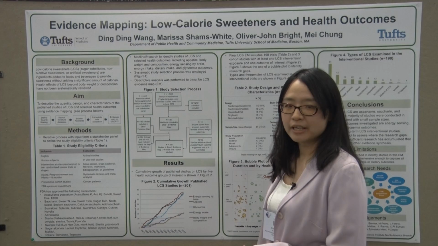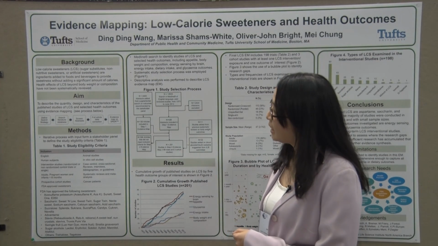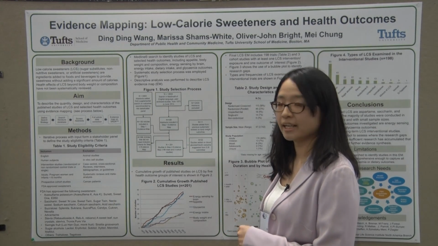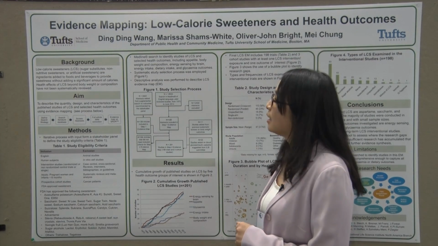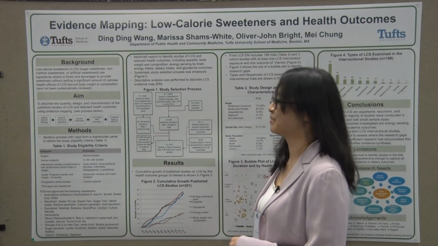In this project, we use an evidence map to identify and summarize the results on 5 pre-defined categories of intermediate outcomes. And these outcomes are appetite outcomes, dietary intake or energy intake, body weight or body composition, glycemia outcomes, and energy sensing by the brain.